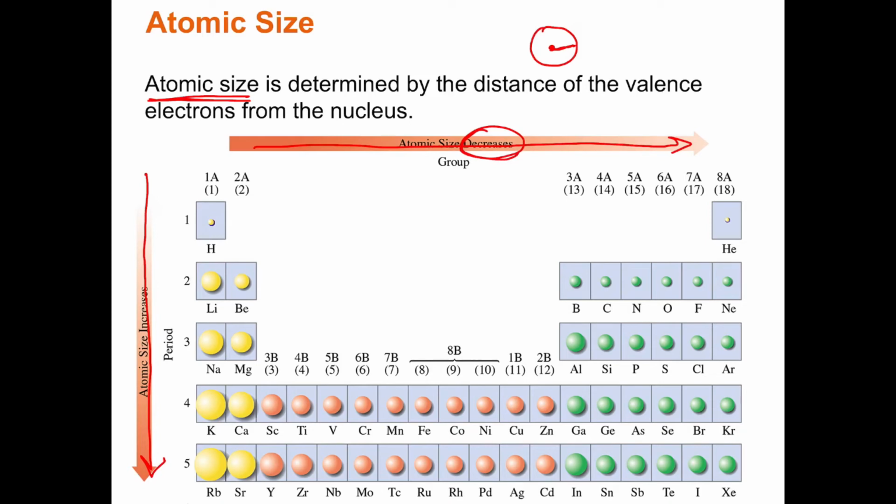The reason that it doesn't get bigger is because as we're going to the right, you're correct, we're adding more protons and we're adding more neutrons. Those are all going in the nucleus. Those aren't really changing the size of the atom all that much because they're going in the middle. What really determines the size of our atom is our electrons. And as we go to the right, we're not adding on more energy levels. We're adding more electrons to the same energy level.